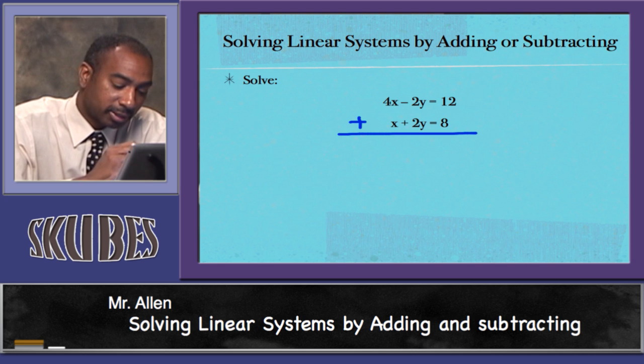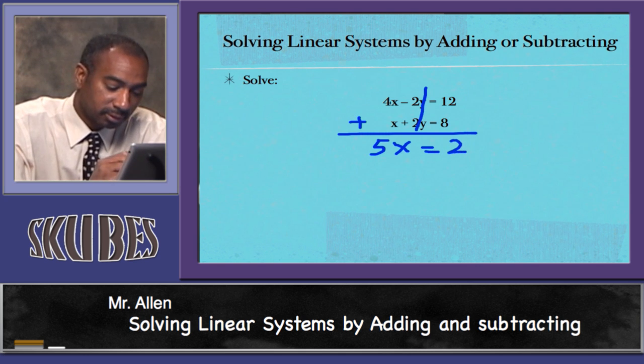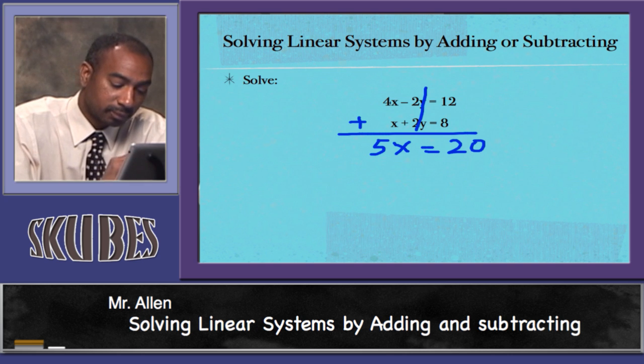So 4x plus x is 5x. Negative 2y and 2y is 0. And 12 plus 8 gives me 20. I divide both sides by 5. X has to be 4.